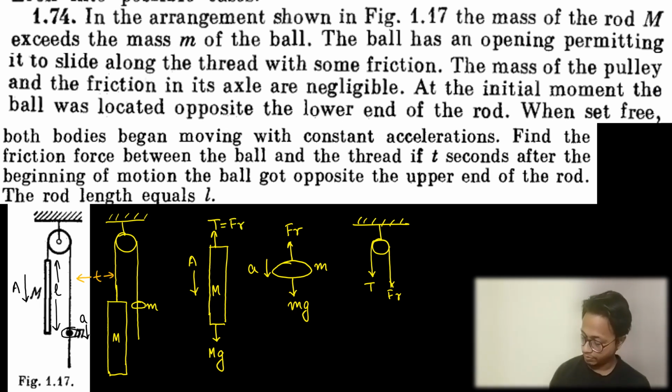Now if I write down the equations, what are the equations? If I write down the equation of the block, Mg minus friction force is equal to capital M A. And if I write down the equation of the ring, mg minus f_r is equal to small m into a. These are the two equations, and what do I have to find out? I have to find out the friction force.